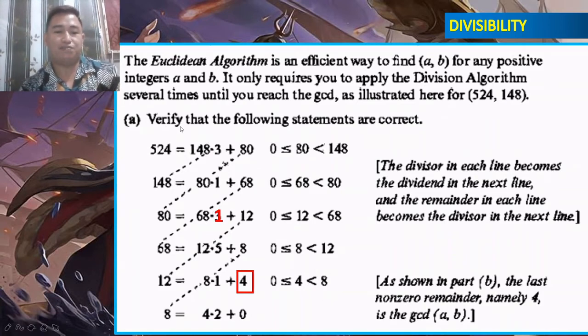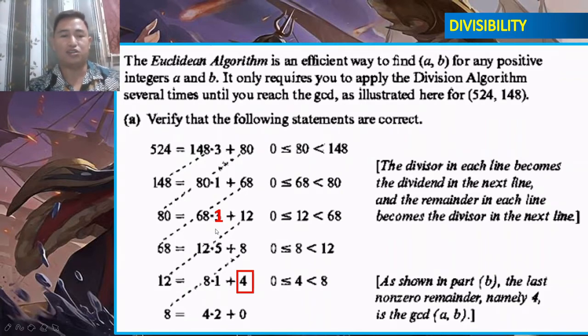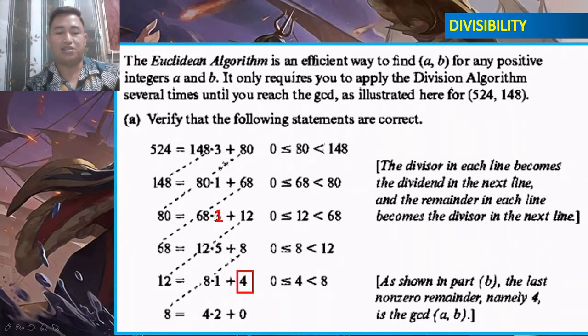Actually, the textbook says verify that the following statements are correct. So this one is wrong here, class. They gave 3, but it should be 1. Verify that the following statements are correct. This statement is wrong. That is why it became 3, but it should be 1. So 68 times 1 plus 12 is 80. Okay, so 12 should be the remainder, and 68 is the dividend now.